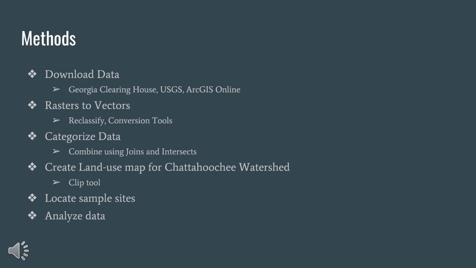There was a series of methods that I conducted within this study. I began by downloading my data from various databases. I converted the downloaded raster images to vector files to provide a better quality of analysis of the data. I combined the land use data using joins and intersects, and then was able to create a land use map specifically for the Chattahoochee watershed. This map allowed me to locate appropriate sample sites and then analyze my data.